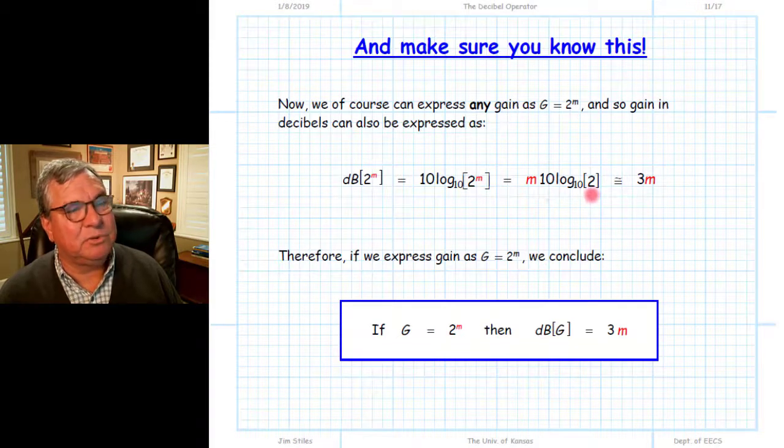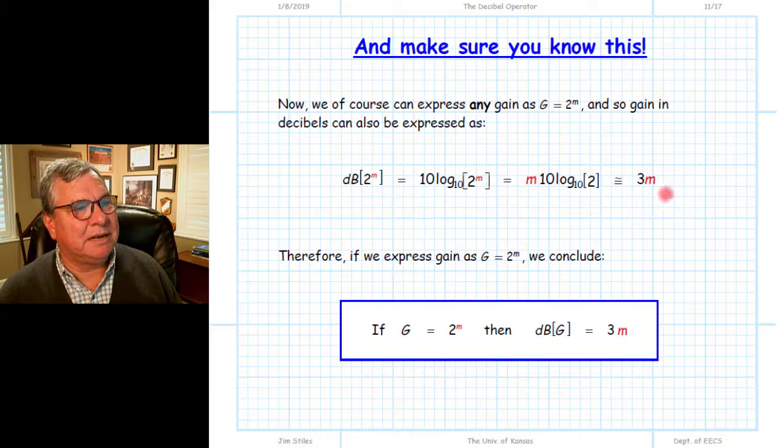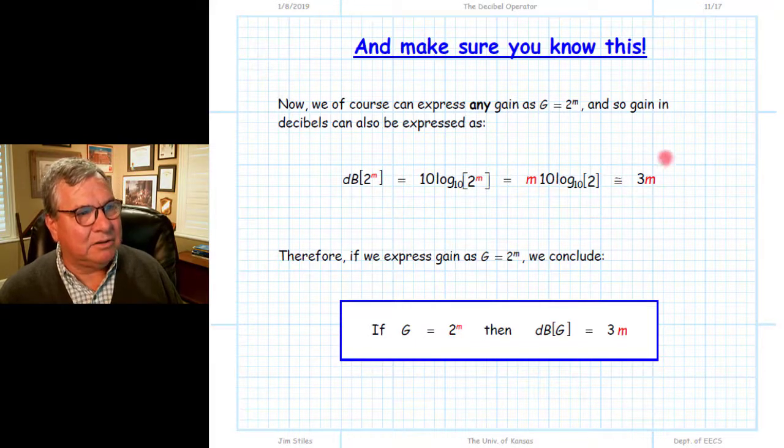But 10 log 10 of 2 we just found is equal to 3. Again, approximately 3. We're going to go ahead and say exactly equal to 3 for our electrical engineering purposes. And so the result here is 3 times m. Anytime we have a gain we can express as 2 to the mth power, we can immediately say that that value of gain, or that coefficient, is equal to 3 times m.